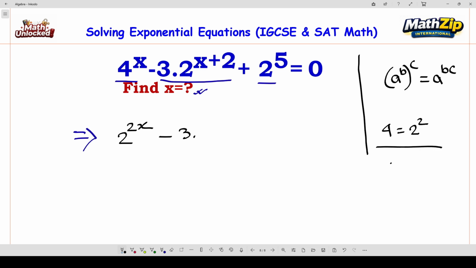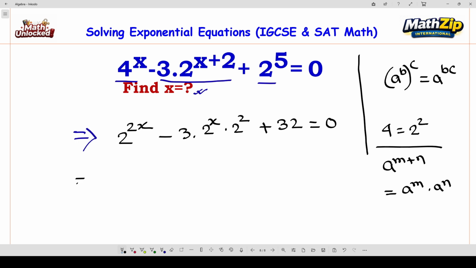We know a to the power m plus n, we can write a to the power m times a to the power n, right? So in this case we can write 2 to the power x times 2 square, plus 2 to the power 5, it means 32, equals 0.